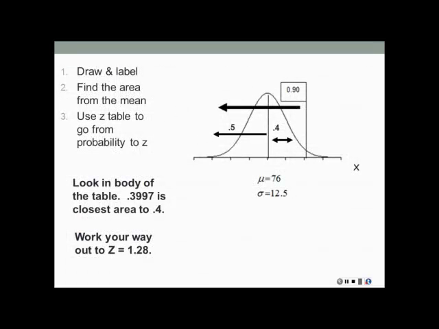So that means that the point over here that we're looking at, the 90th percentile, is going to be 1.28 standard deviations above the mean. So we just take the mean plus z, that's 1.28 standard deviations. So the 76 plus 1.28 times the standard deviation of 12.5 gives us a score of about 92, or a price in this case. That's the price of a textbook.